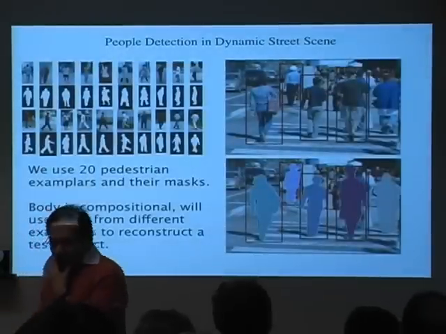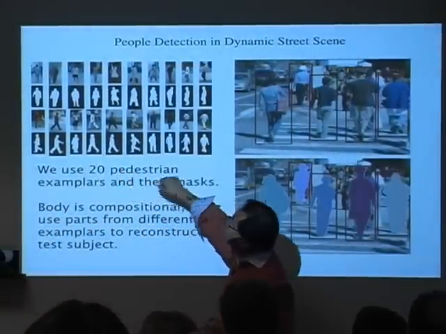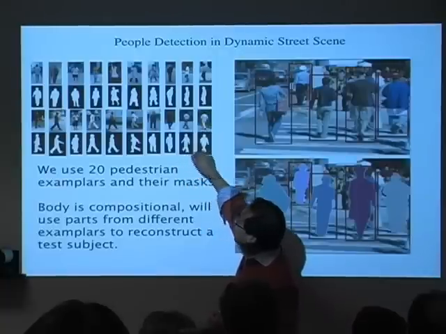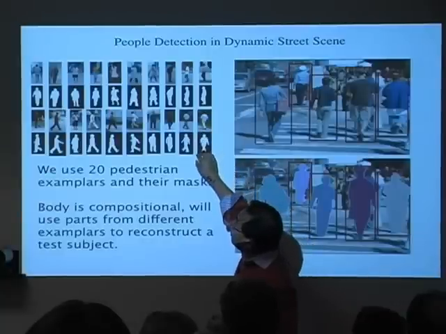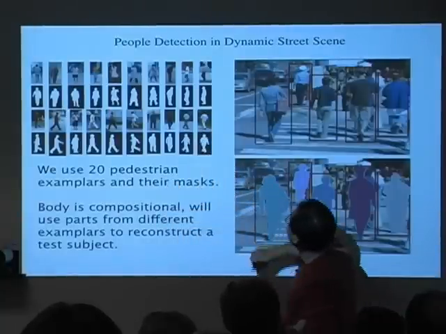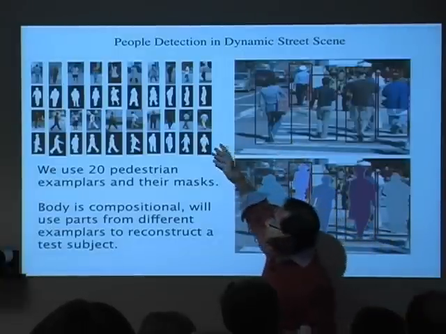So I won't go too much into pedestrians. Just want to show you that this is the pipeline that we're going to work on. Essentially, we're going to have some training examples. Here we only use about 20 pedestrian training examples. We have examples, and we have silhouettes of those examples, and we want to detect them and segment them. So people ask me, why only 20 pedestrians?